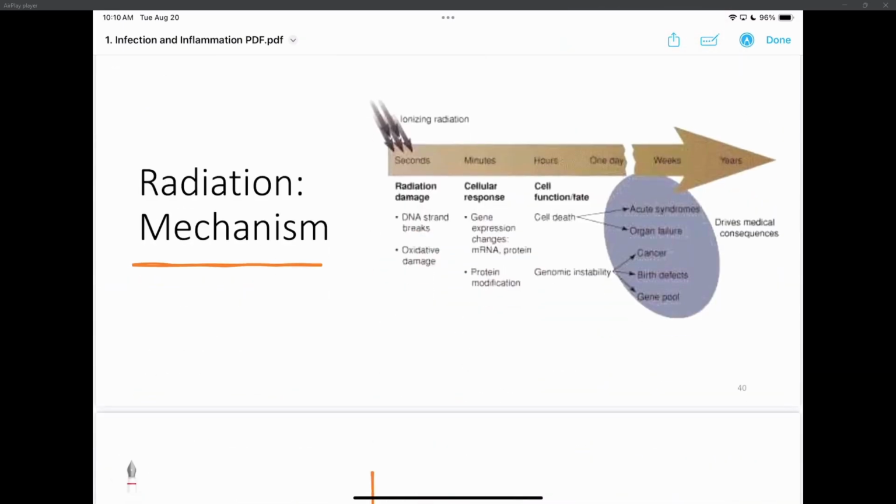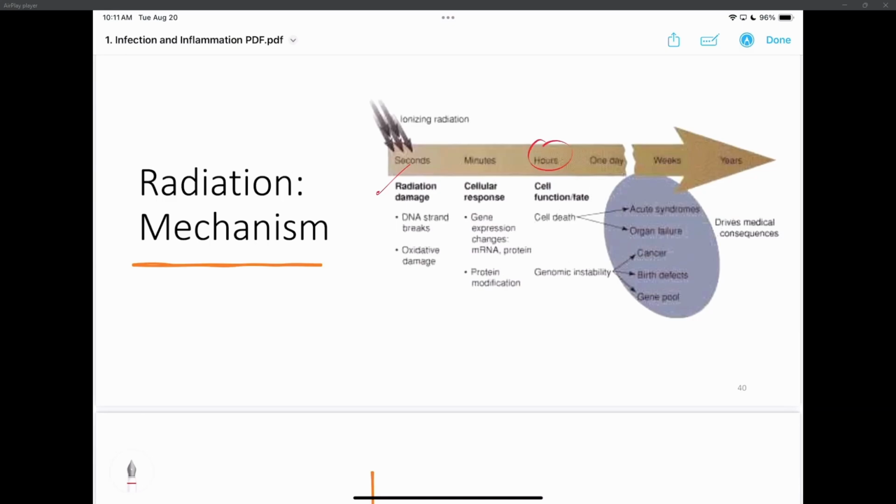Radiation, what happens when radiation happens and we are bombarded with radiation for a long period of time or a lot of it all at once? First thing that happens, we get some radiation damage, but over time, again, you don't have to know this by heart. Just understand that, yes, radiation causes tissue changes.